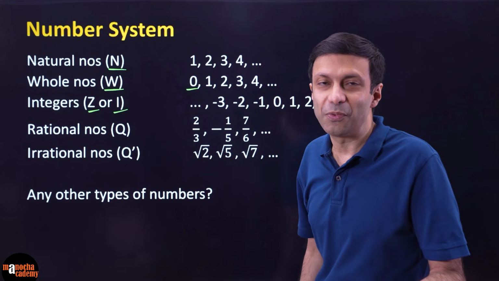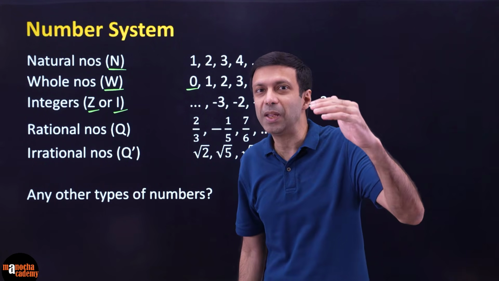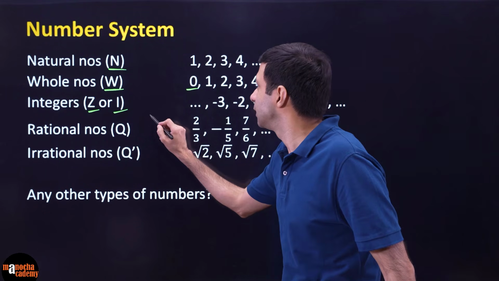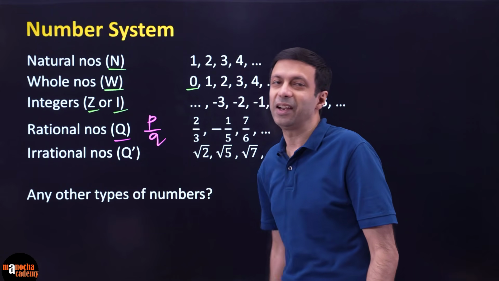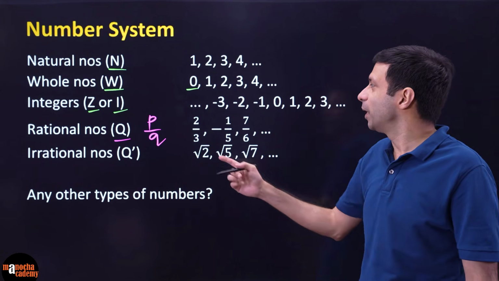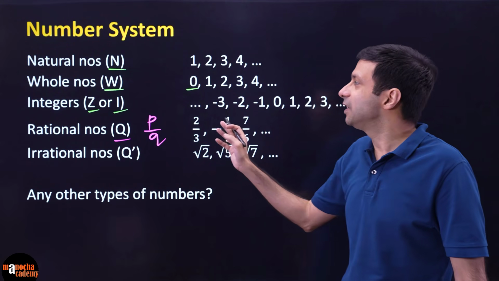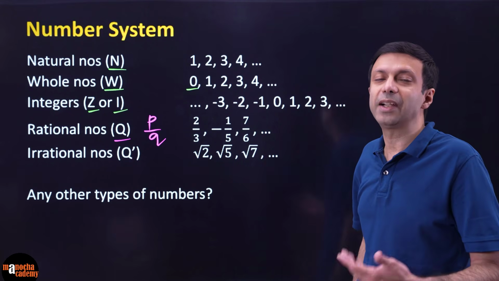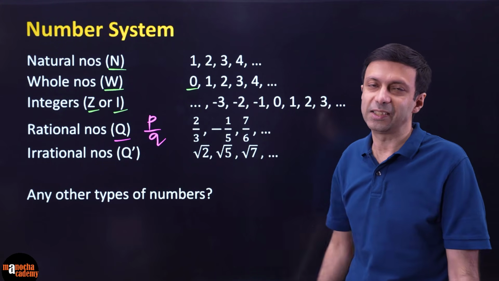Then rational numbers you have heard of. What are rational numbers? They are those numbers which are in this p by q form, the fractions, right? So rational numbers means the numbers which are in p by q form and they are denoted by the letter Q. So for example, 2 by 3, -1 by 5, 7 by 6 and so on. These are all rational numbers. In fact, even these are rational numbers. So 2 you can write as 2 by 1. So rational numbers contain all these.